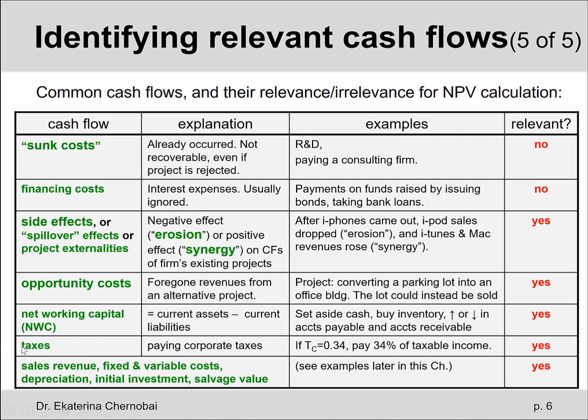Then it's probably intuitive that taxes, so paying taxes on corporate income, let's say at 34% or something like that, is also a very important cash flow, a very important expense that all firms have to face. And then things like sales revenue, costs of production, which include fixed costs and variable costs, the initial investment, then depreciation, which is needed to find how much taxes we will owe to the IRS.